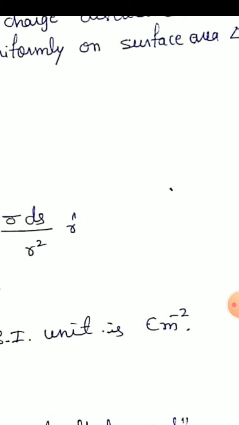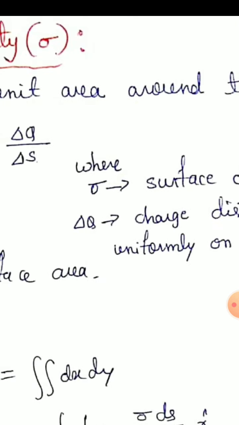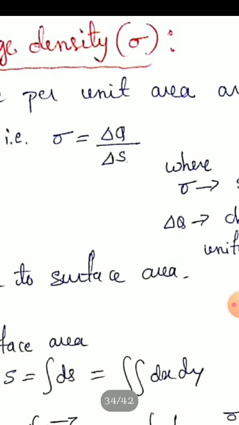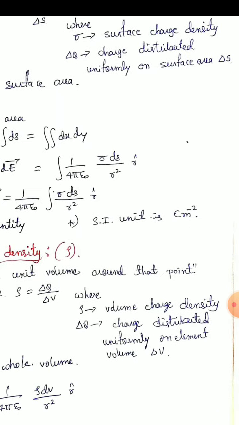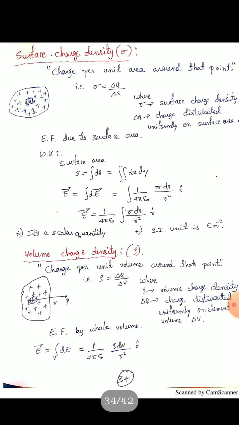Coulomb per meter square. That is coulomb, Q, divided by surface area, meter square: coulomb per meter square. Okay, move on to volume charge density.